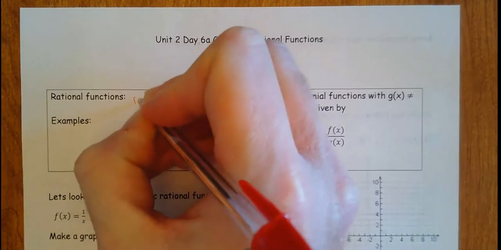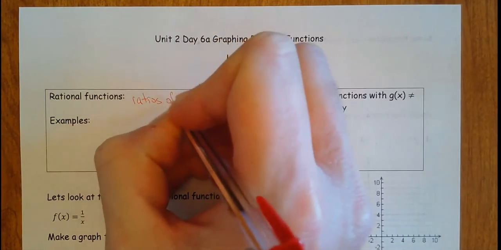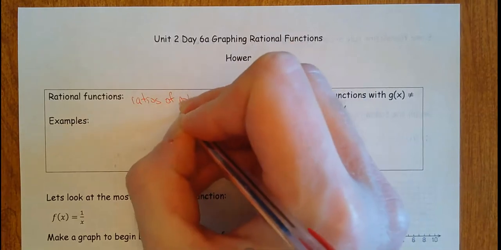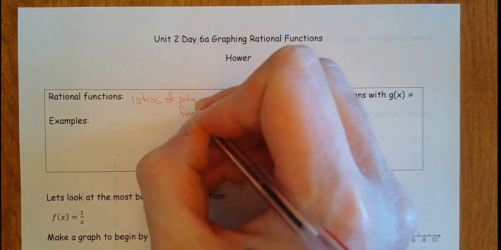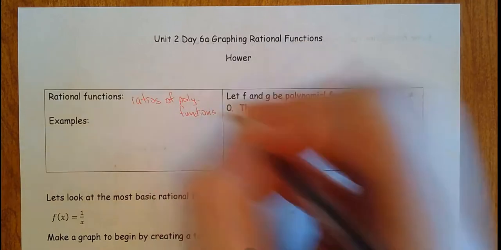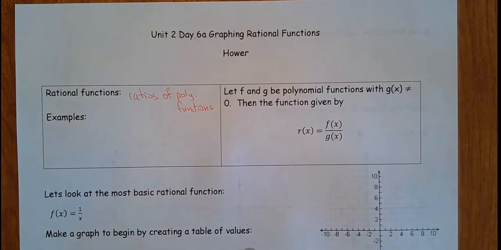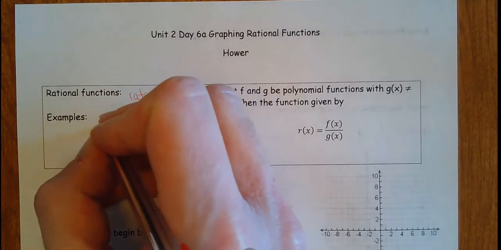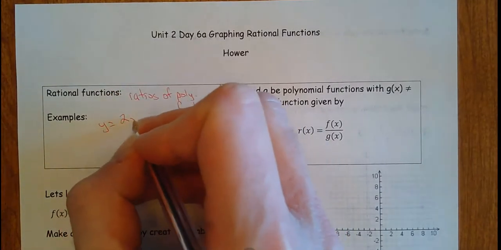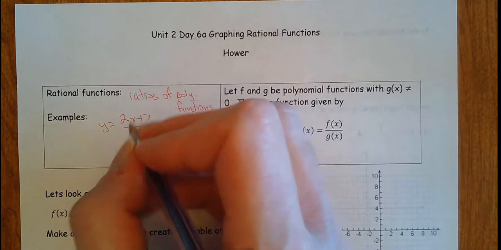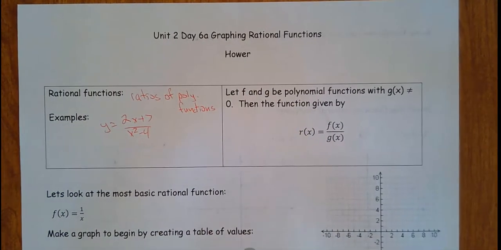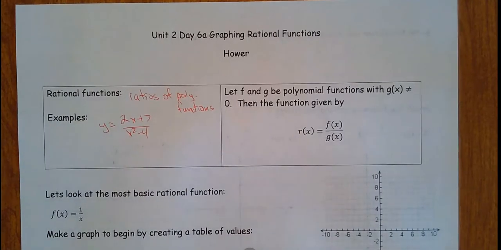of polynomial functions. So one polynomial function over another. Just a quick example, without making anything up: if I had y equals, you could say 2x plus 7 is one function, x squared minus 4 would be another function, and then write it as a ratio, or as a fraction, and there you go, you've got a rational function.